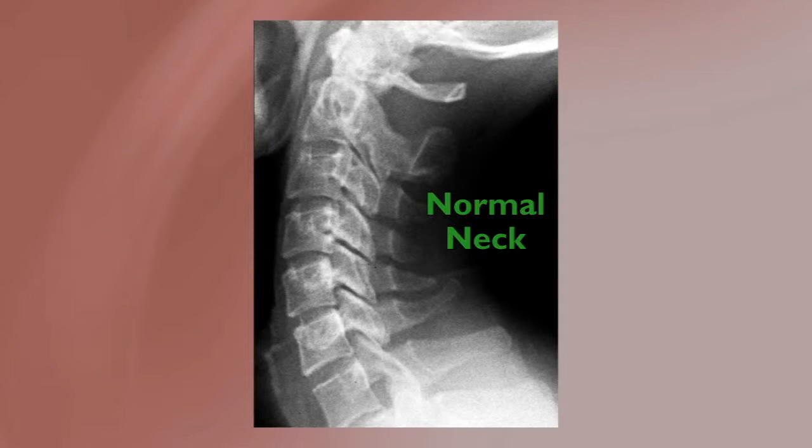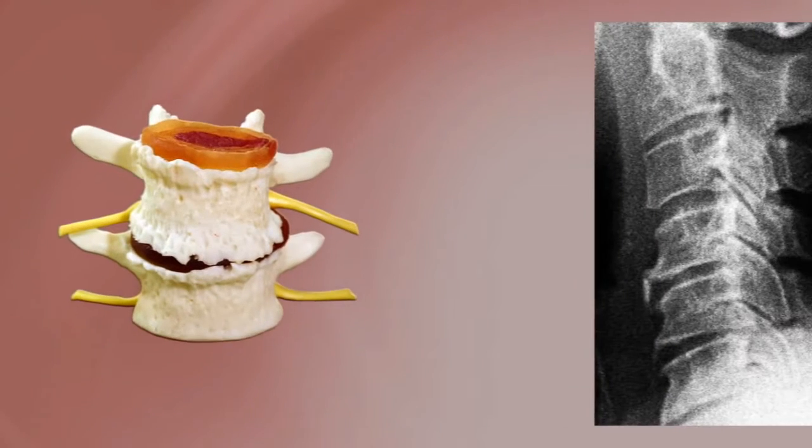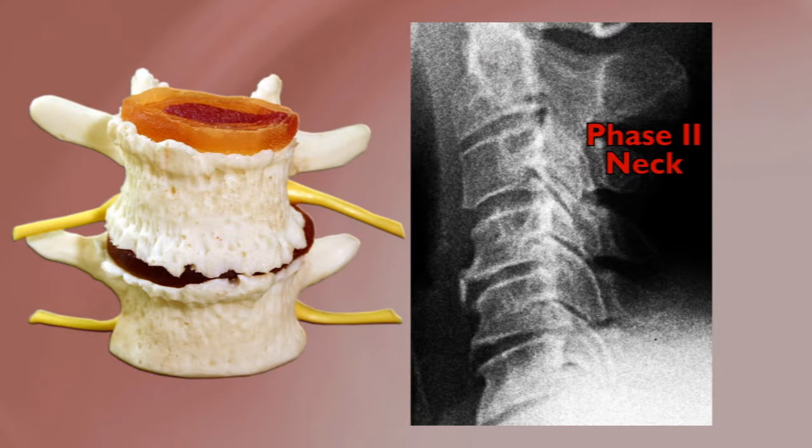These are the disc spaces, and they should be equal in size and height. And third, look at what a Phase 2 spine looks like on the pamphlet and the model. Do you see how the bones are jagged and rough around the edges? Those jagged and rough edges are what degeneration looks like inside your body.